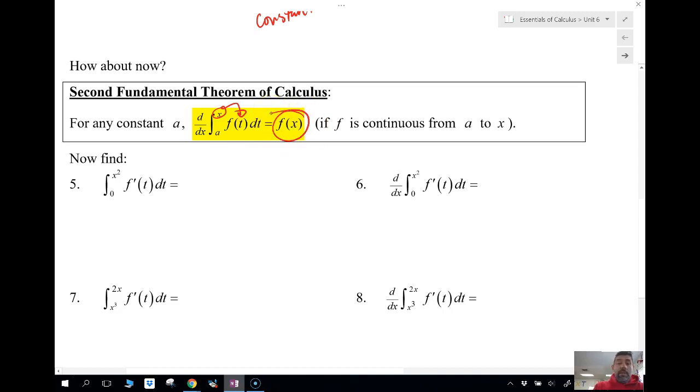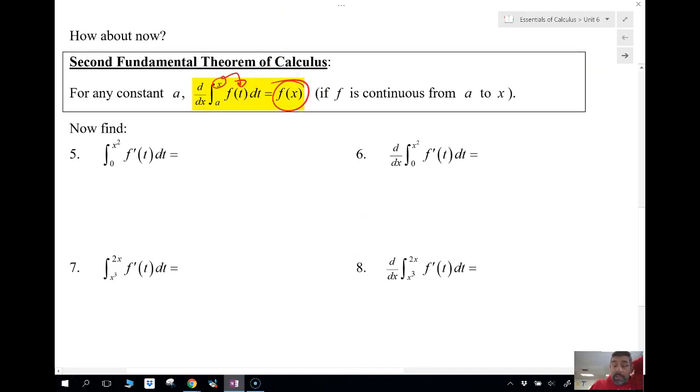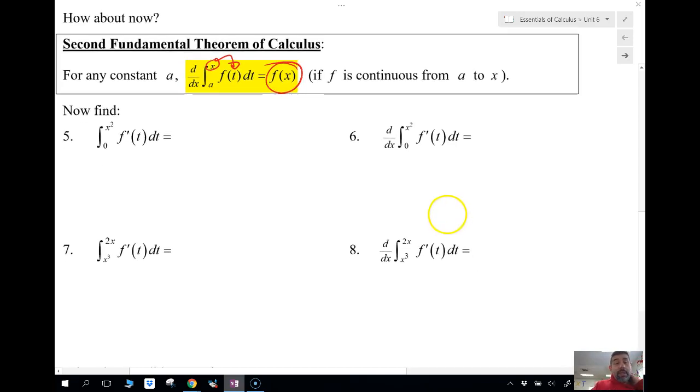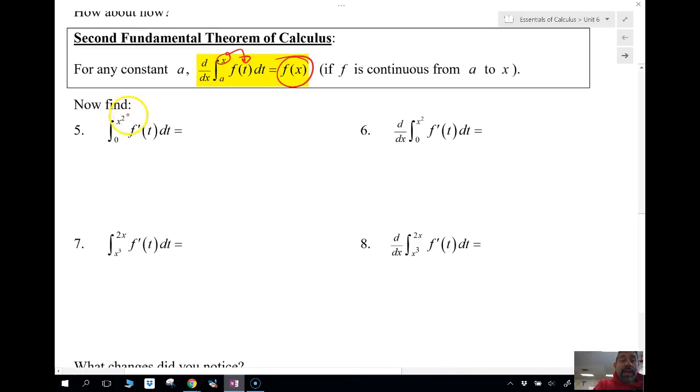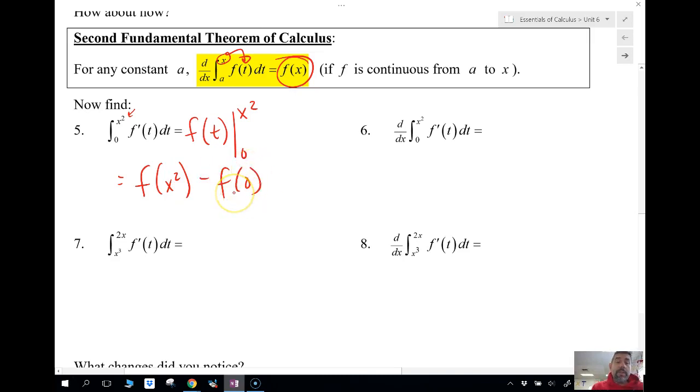So let's take a look at a different situation here. Let's suppose it doesn't go to an x, but maybe something like an x squared. So what I would do here is I would have f, I know this is going to be f of t, evaluated from 0 to x squared. That's going to give me f of x squared minus f of 0. So now let's take the derivative of that, because I'm taking the derivative of this integral that I had here.